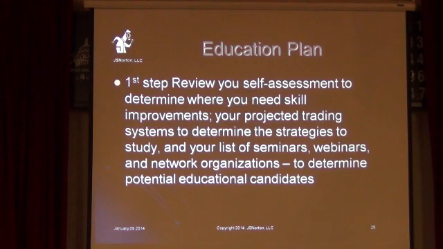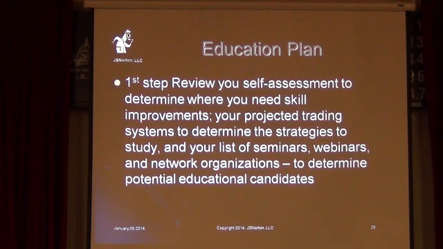Education plan. I don't think we need to talk much about that. You can't do it without education. This is education. You need to allocate time and money for education. Sooner or later, you're going to pay for a big class or something, but you probably won't need to see how that fits with your total business.